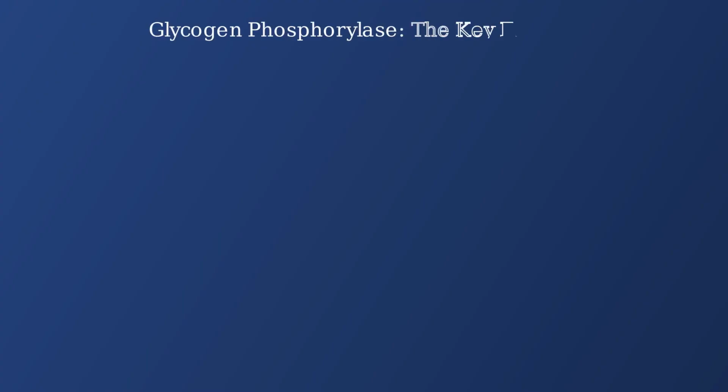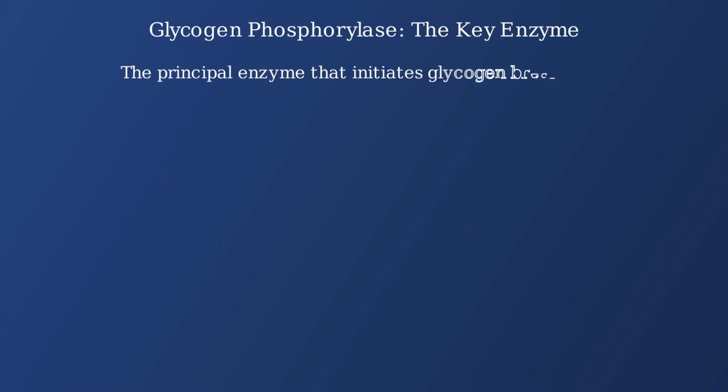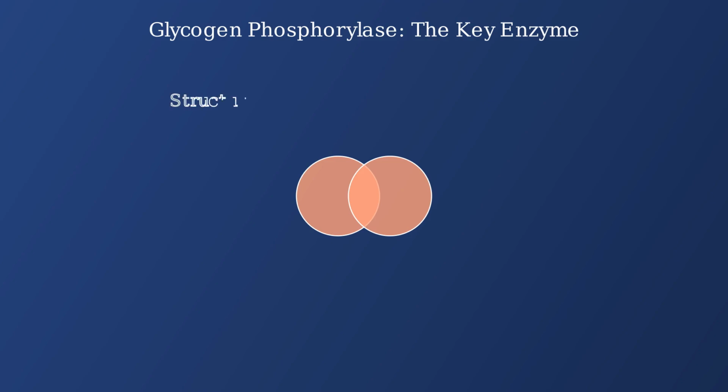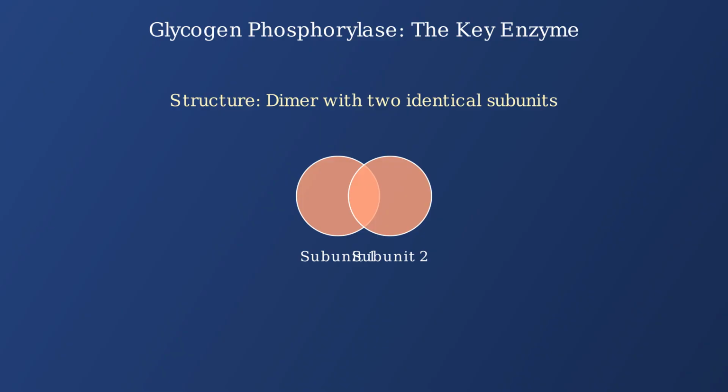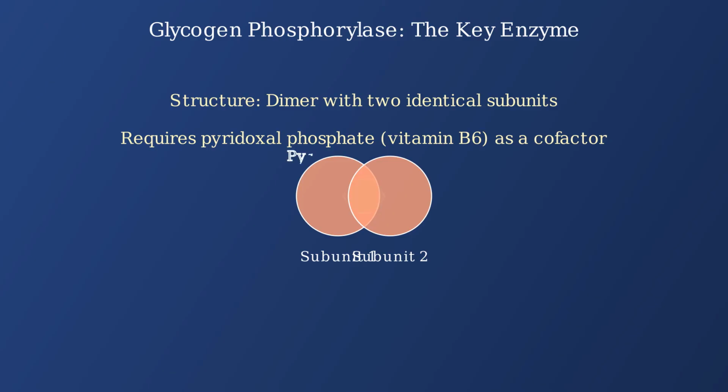Glycogen phosphorylase is the principal enzyme responsible for initiating glycogen breakdown during glycogenolysis. Glycogen phosphorylase exists as a dimer, consisting of two identical protein subunits that work together for its enzymatic function. The enzyme requires pyridoxal phosphate, a derivative of vitamin B6, as a cofactor for its catalytic activity.